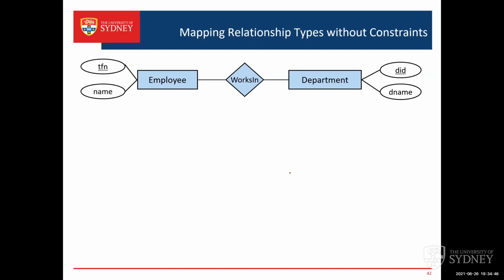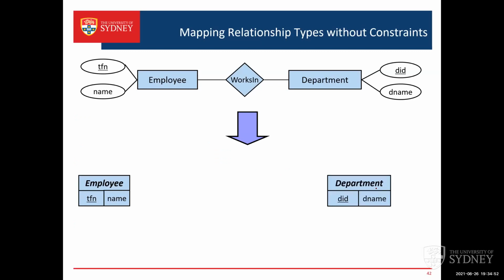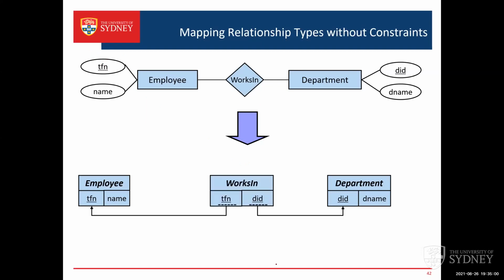Since we have a many-to-many relation in here, I'll first show you what we have to do. We'll create one table for employee and one for department. For works in, if you remember last week we learned the primary key comes into works in from both sides. So in the works in table we will have the TFN number and DID. Have a look, hopefully making sense.